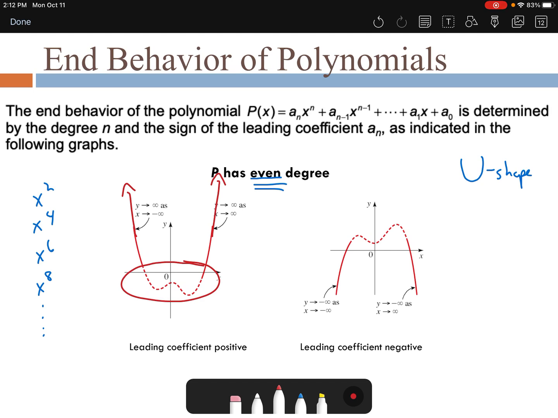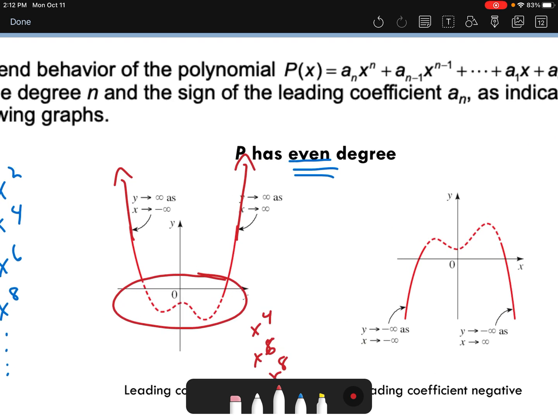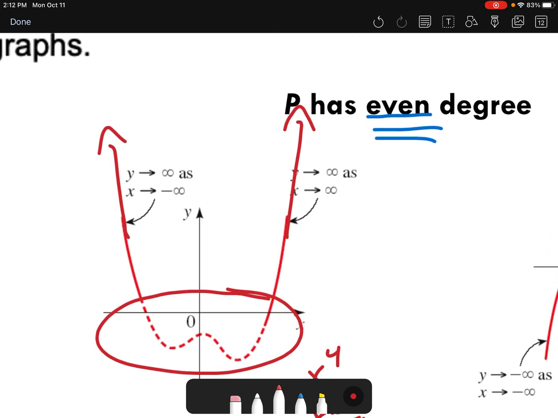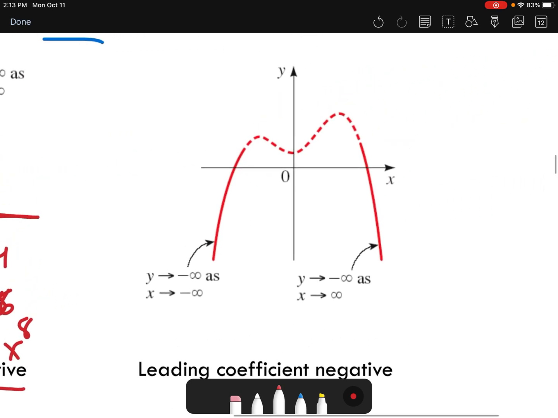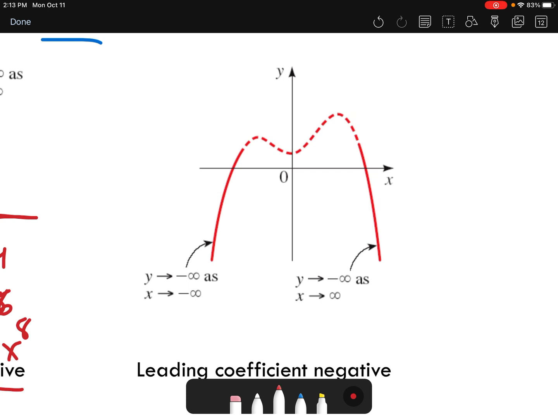So you can see this one, who knows what it is? It's not a quadratic. It might be an x to the 4th. It might be an x to the 6th. Who knows? It might be x to the 8th. But here's what's important. It doesn't matter, y is approaching infinity no matter what we approach on the x-axis when the leading coefficient is positive, because remember, it opens up like a parabola. When the leading coefficient is negative, it opens down. Therefore, y approaches negative infinity as x approaches positive and negative infinity.